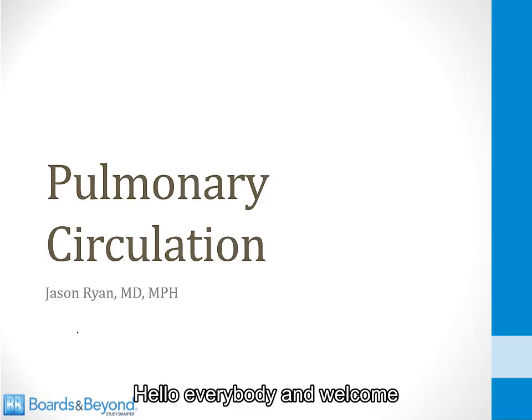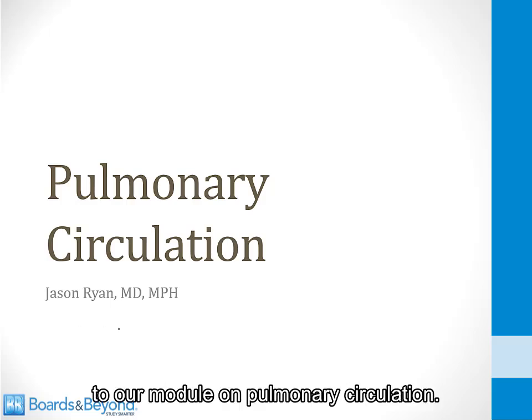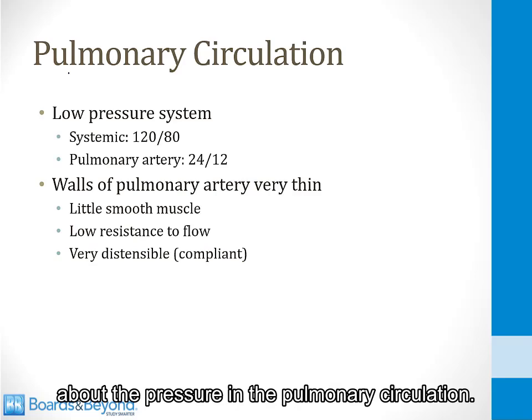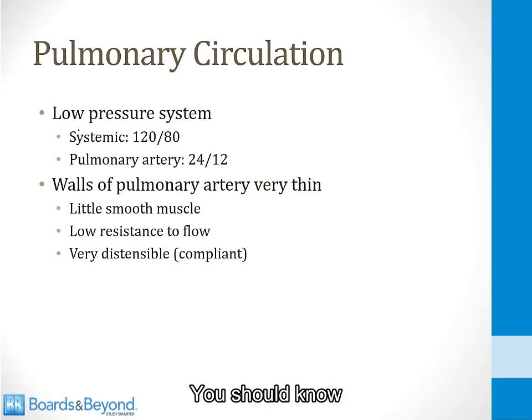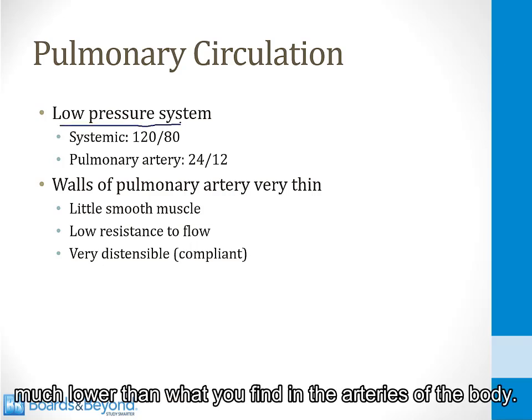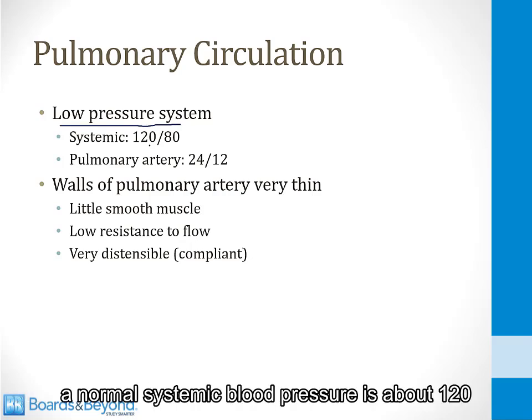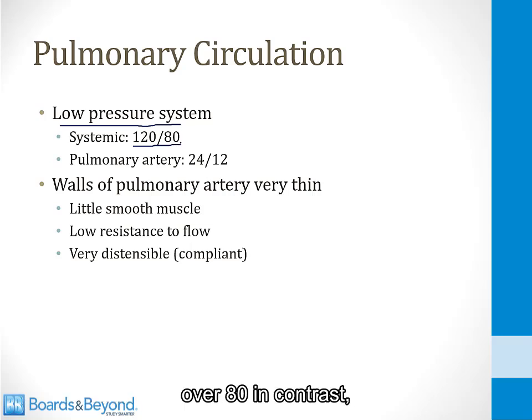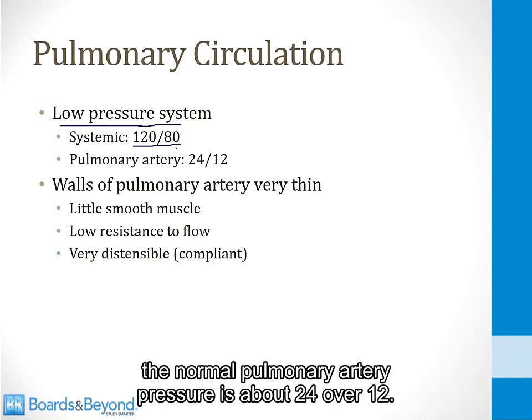Hello everybody and welcome to our module on pulmonary circulation. Let's start by talking about the pressure in the pulmonary circulation. You should know that the pulmonary circulation is a low pressure system, much lower than what you find in the arteries of the body. For example, as you know, a normal systemic blood pressure is about 120 over 80. In contrast, a normal pulmonary artery pressure is about 24 over 12.